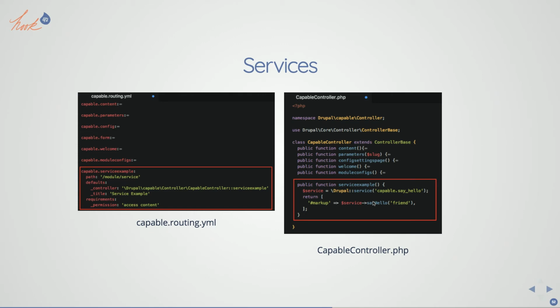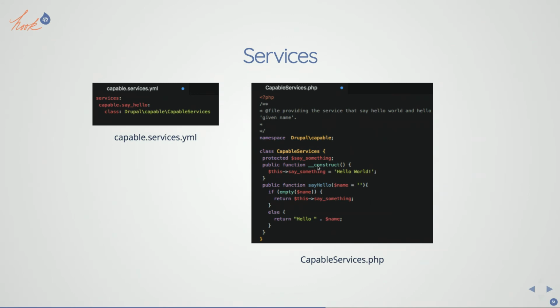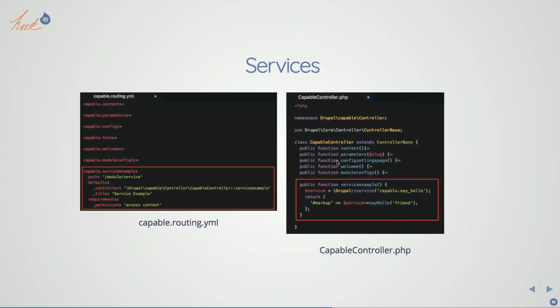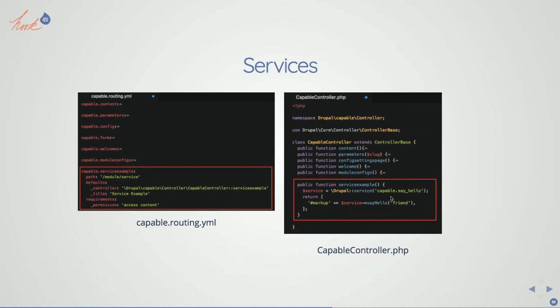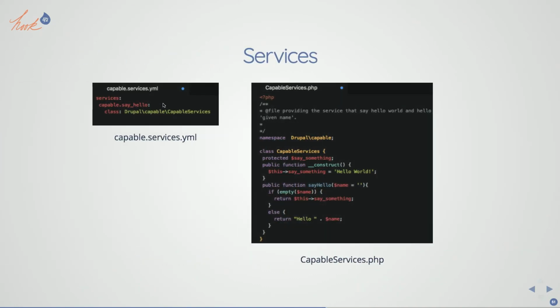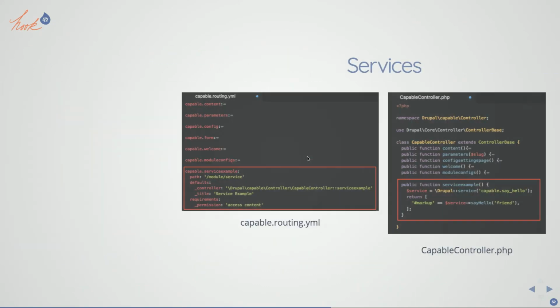So what we have to do is connect these two files that we just created with routing and with our controller. So when they hit the path module/services, we're going to call services example, which is in our controller. And in our controller, we're going to pull in that services code in here. So that's going to pull in capable say hello, which tells us to go to here.